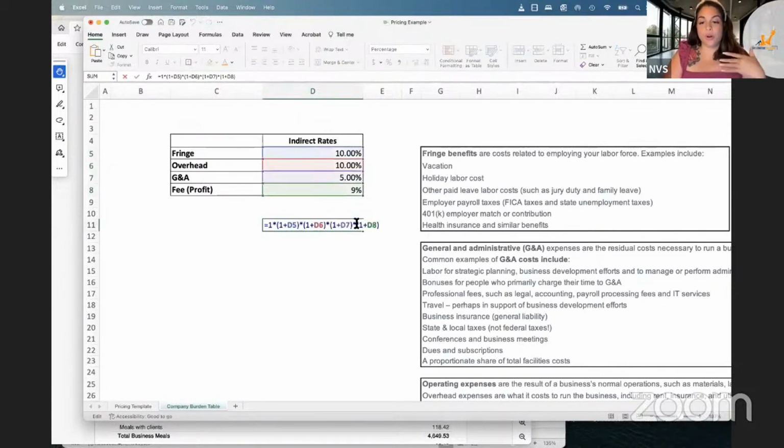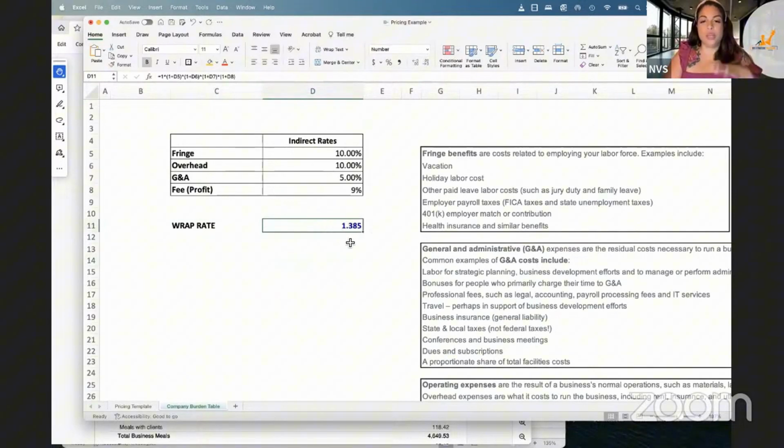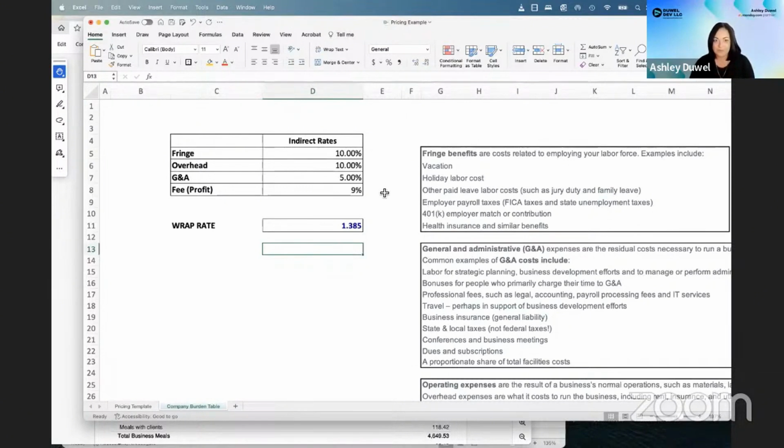And this is what we call a wrap rate. This is your multiplier. Industry standards, usually it's anywhere from a 1.3 to a 1.5. A lot of people are higher than that, and that's fine. But if you're LPTA, you want to keep track of it. Keeping costs down is super important when you're bidding in the LPTA world.